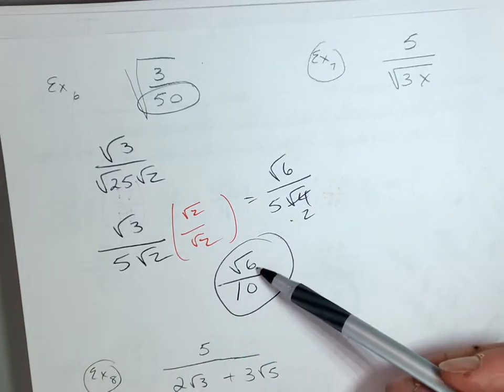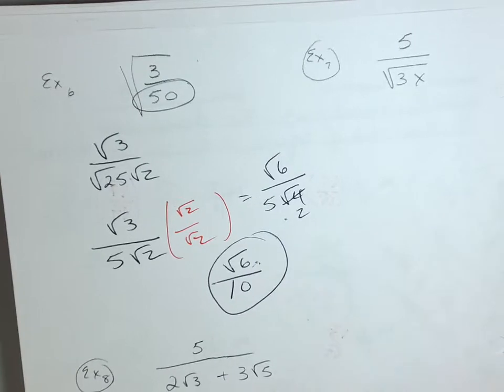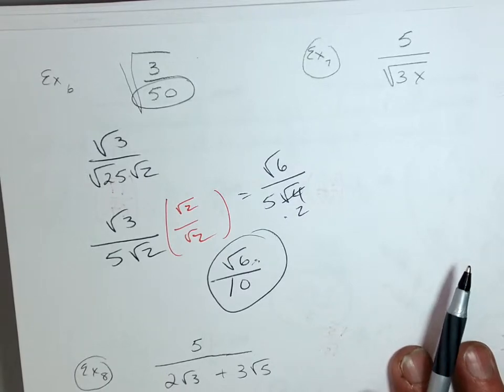Don't reduce this. That's not really a 6. It's an ugly decimal, right? It's an ugly number. Okay? Thumbs up? Okay, how about example 7?